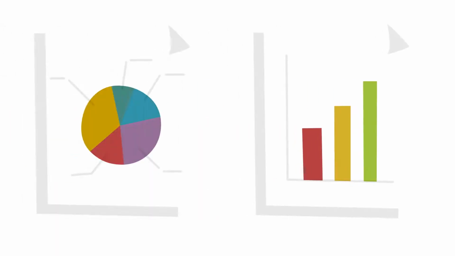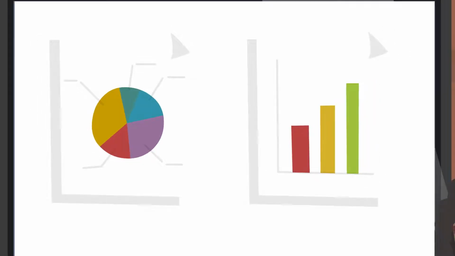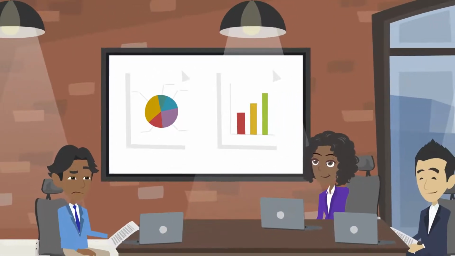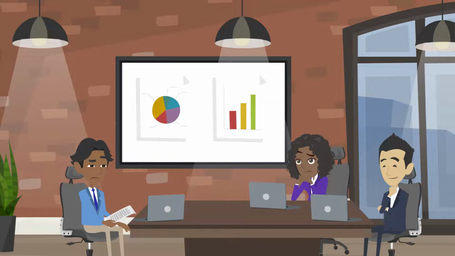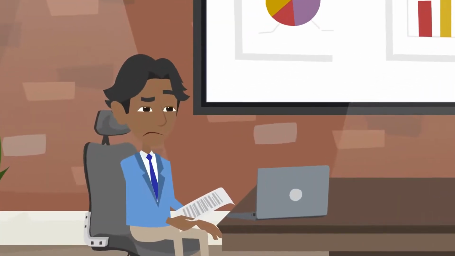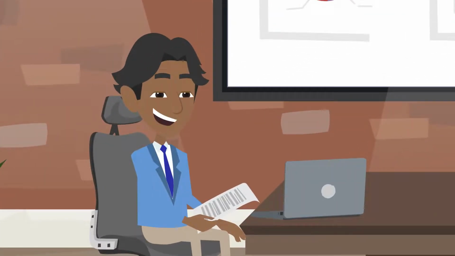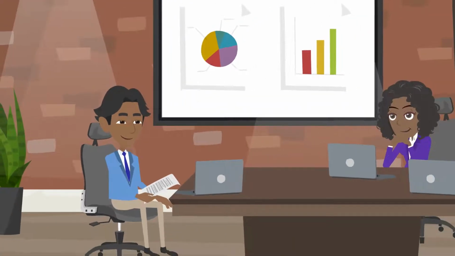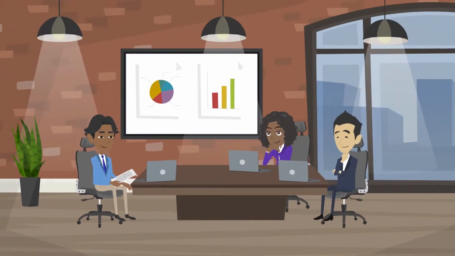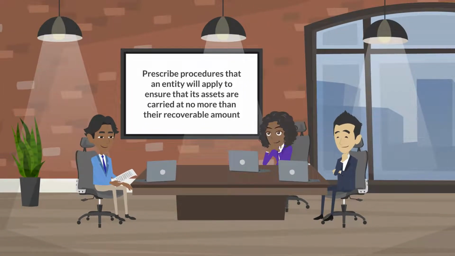Impairment is not something that you can plan for, and nobody wants to experience recording an impairment charge. But the good news is that IAS 36 provides accounting guidance. The objective of IAS 36 is to prescribe procedures that an entity will apply to ensure that its assets are carried at no more than their recoverable amount. The standard also specifies when an entity should reverse an impairment loss.